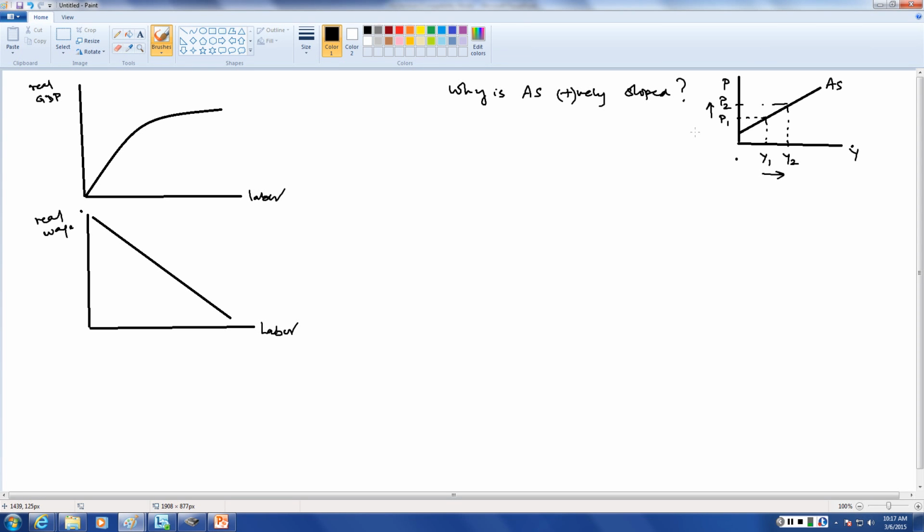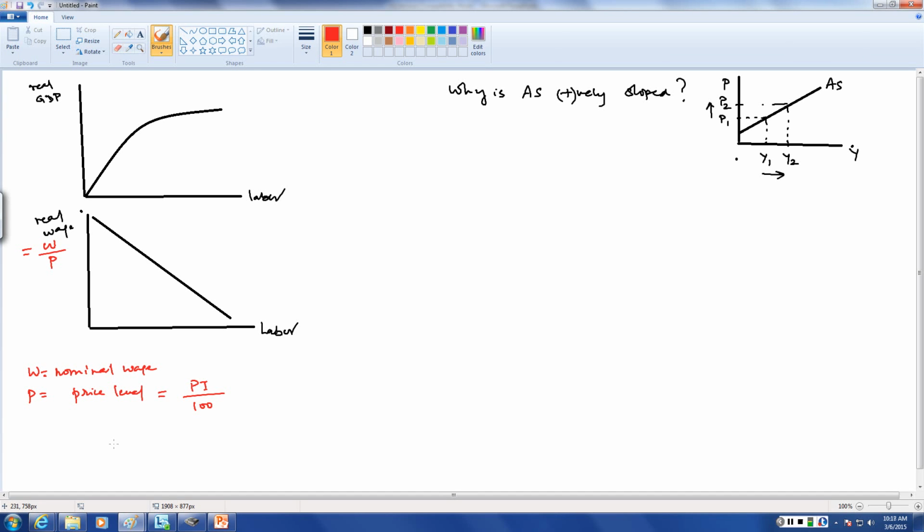Now, what is the real wage? The real wage, if you recall, is equal to the nominal wage divided by the price level. So what is W? W is the nominal or money wage in today's dollars. And what is P? P is the price level. And we've defined the price level as the price index divided by 100. Is that correct?